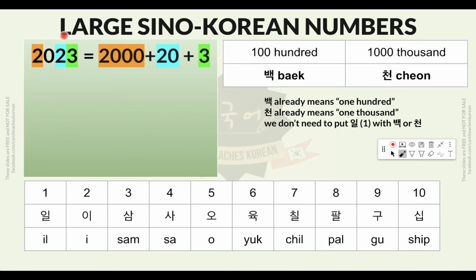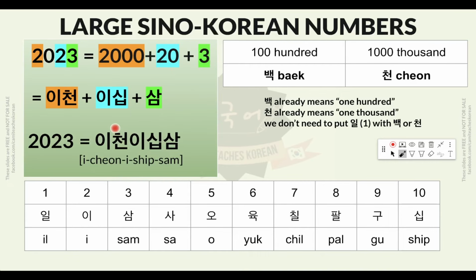Yung 20, lagyan nyo dito, tapos 3. So, 2023, ichon. So, yung 2,000, i times chon. Ichon. So, 2,000, isip, for 20, isip, and the last digit, 3, sam. 2023. And our word for year, nyan.